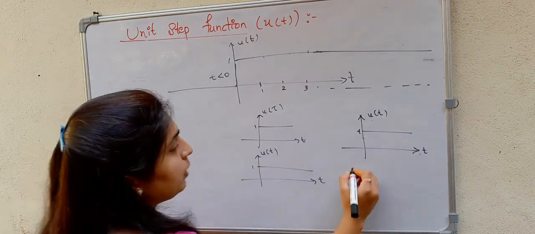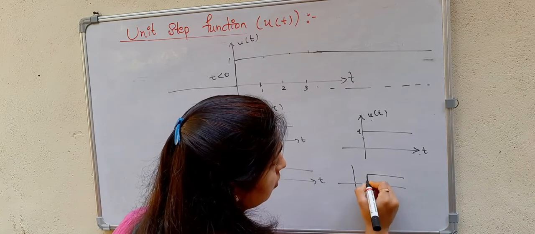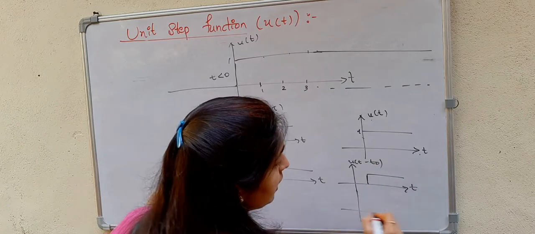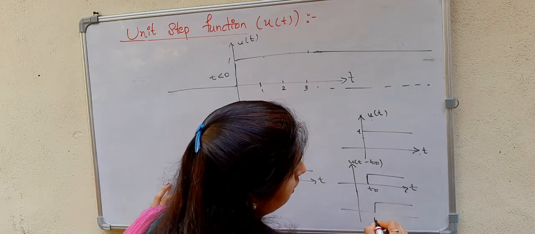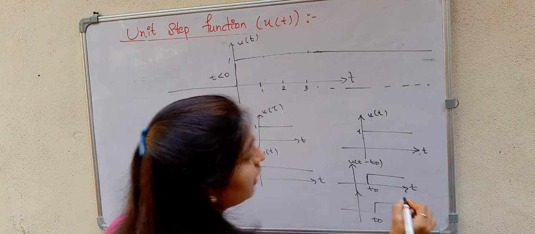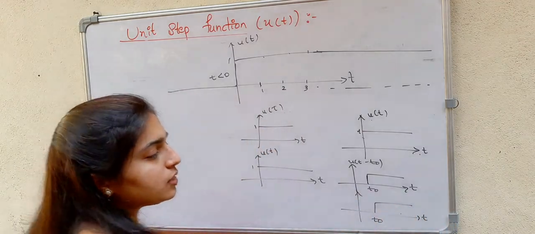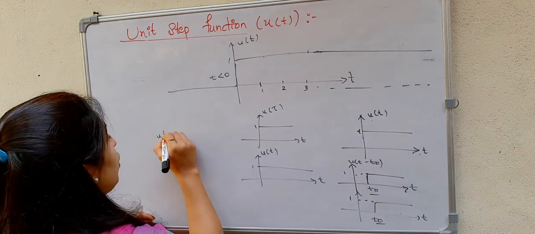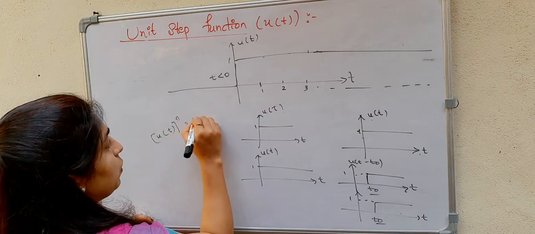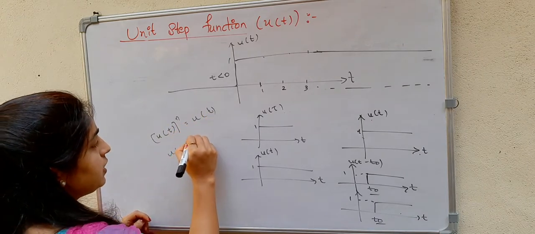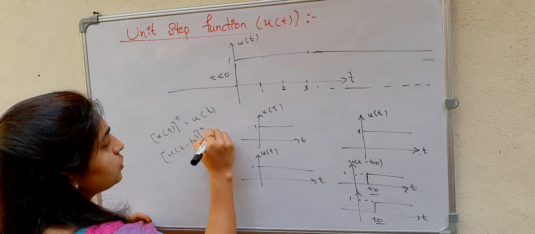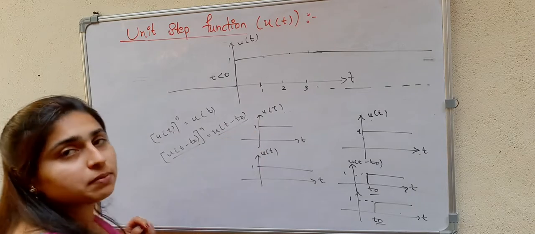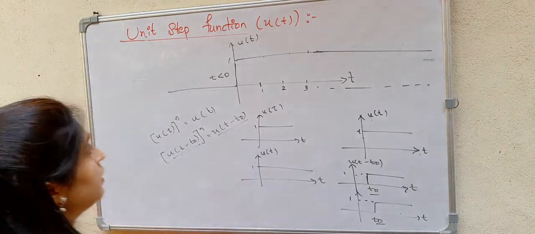Then u of t minus t naught. If I multiply with the same signal t naught, then we will be getting the same signal because both will be starting from t naught, and here it is 1, here it is 1. So u of t whole to the power n will be equal to u of t minus t naught whole to the power of n, that also will be equal to u of t minus t naught. Okay, it will be the same signal that we are going to get here.